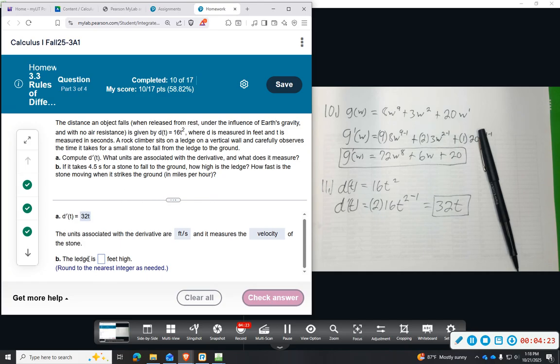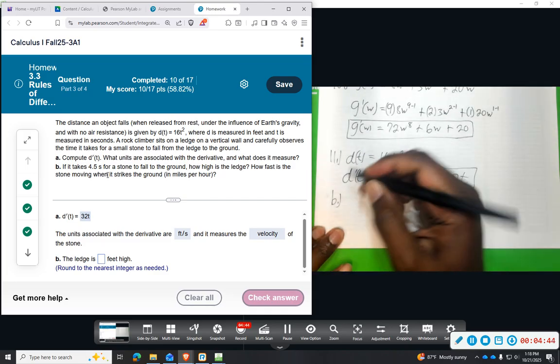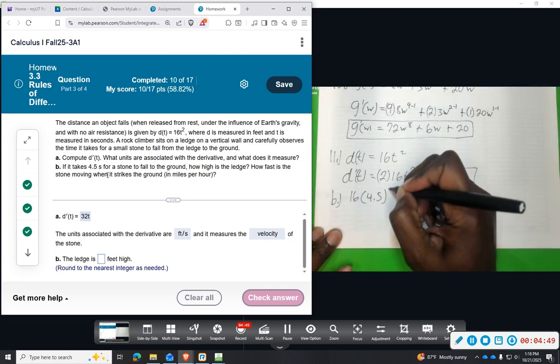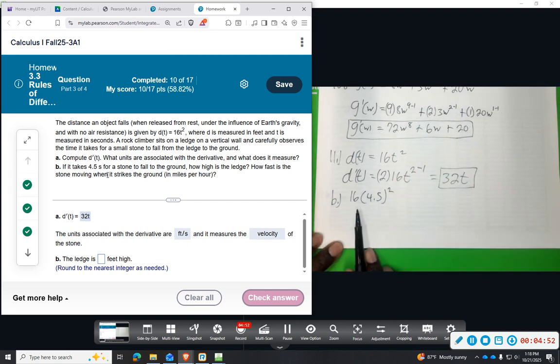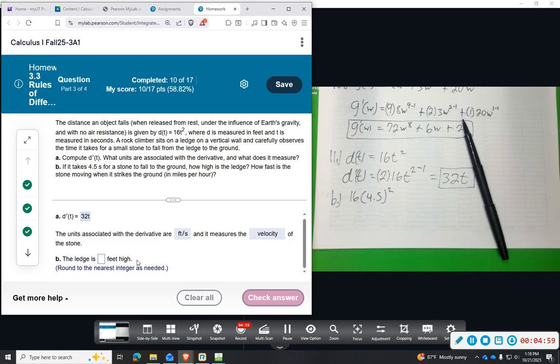Okay, the ledge is blank high. So D is the distance, and if we know how long it takes, because this function is in terms of time, this thing hits the ground at 4.5 seconds. So we're going to just take our function and plug in the 4.5 seconds that it took to hit the ground. So it'll be 16 times 4.5 seconds squared, and then this will give us the distance, how high this is.